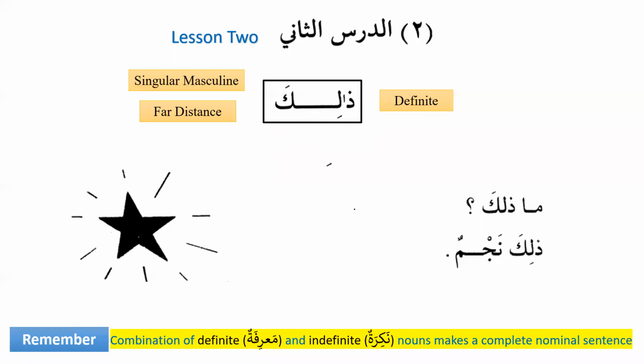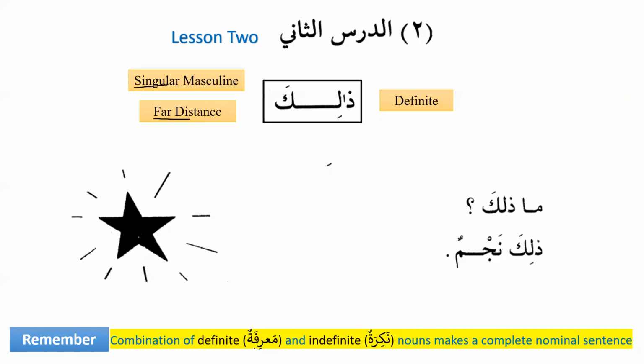Ad-darsu athani, lesson number 2. So dhalika, as we can see, is definite, masculine, singular, and used for far distance. What do we need to remember? It is a very, very important point, and that's why we discussed all these things in detail. So what do we need to remember?